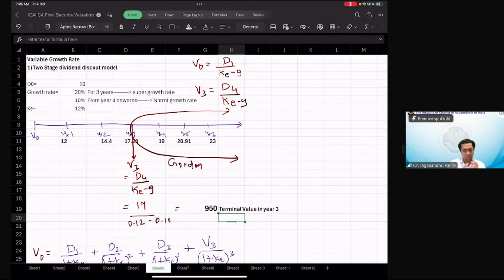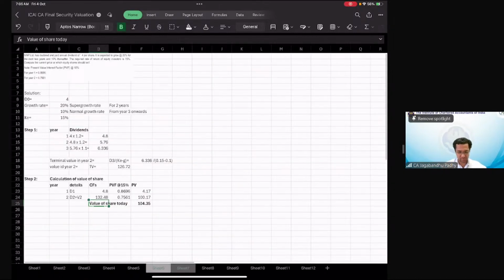stable growth rate. So what we did essentially was we got the value of the share at the end of stage one, that is at the start of the stage from where you have a stable growth rate, right? And then that value, along with the intermediate dividend values, were discounted to current value. Then we did a few questions based on that.